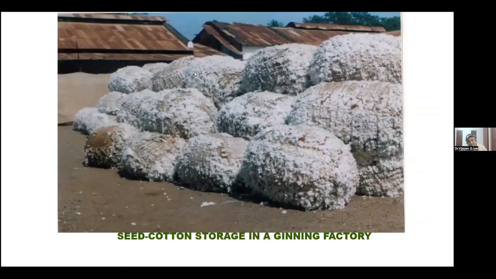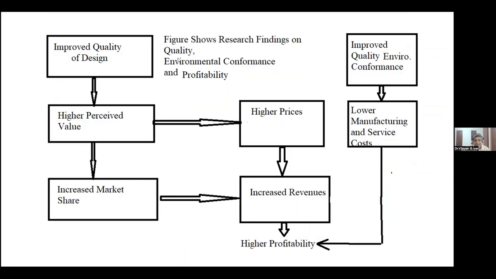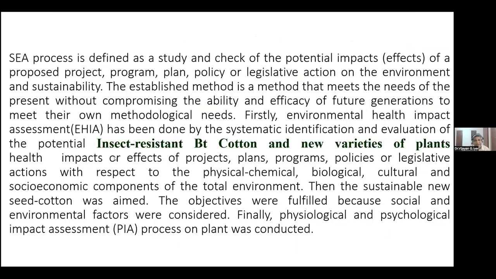And for example, this is a seed cotton. The seed cotton is a bollworm resistant BT cotton since 2002. And these have considerable impacts on the environmental health, because these have effects on the physical, biophysical, and the socioeconomic components of the total environment. How? Because of the BT load, BT toxin. So the SEA process, strategic environmental assessment process, is proposed here, and which is also part of the EHIA.